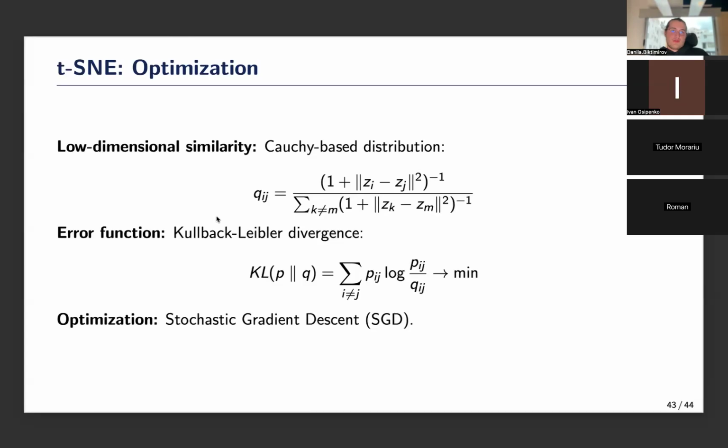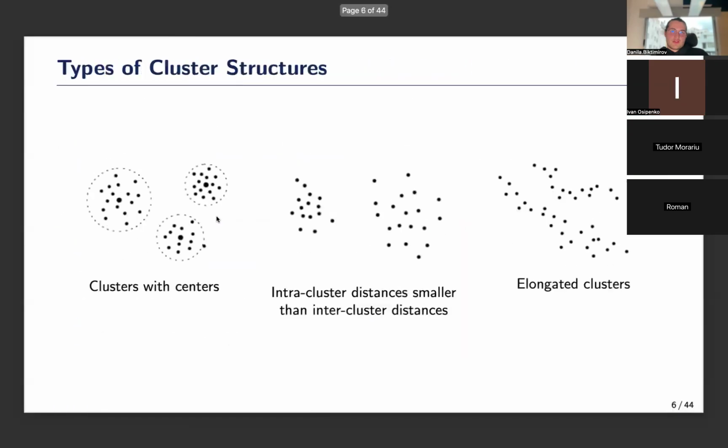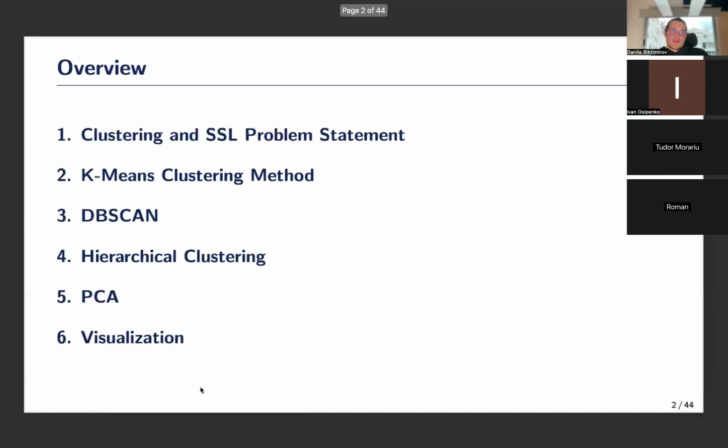So that's all for today for clustering. The main methods that you may use in the future are DBSCAN and k-means, and DBSCAN is almost always better. For hierarchical clustering, it's better to use Ward distance. And for visualization, there are also some unsupervised methods like PCA and t-SNE.